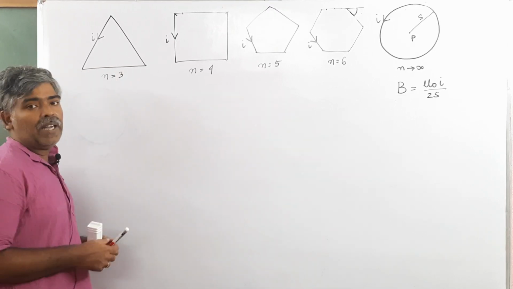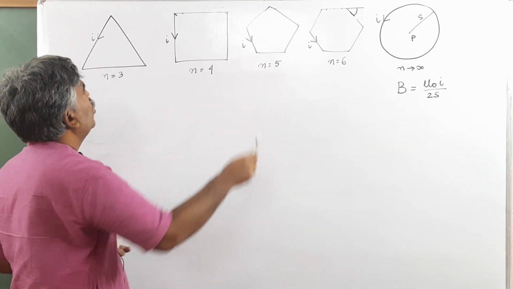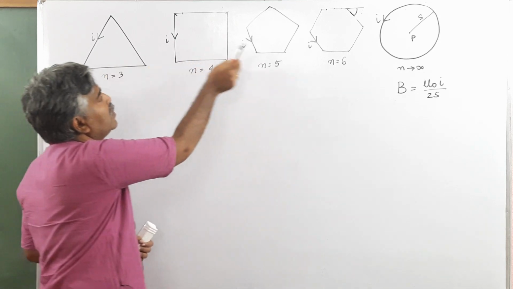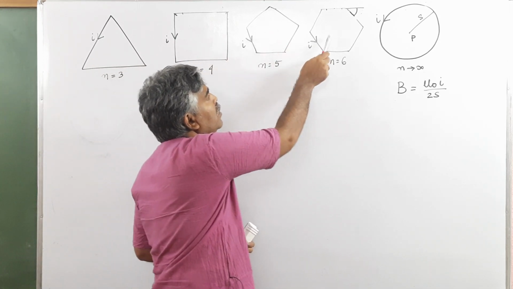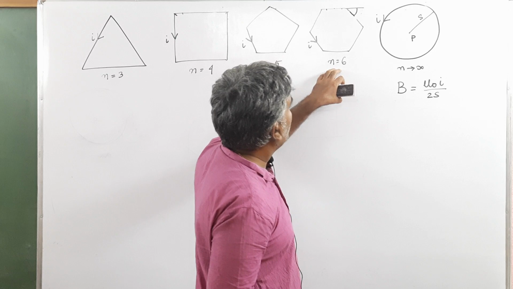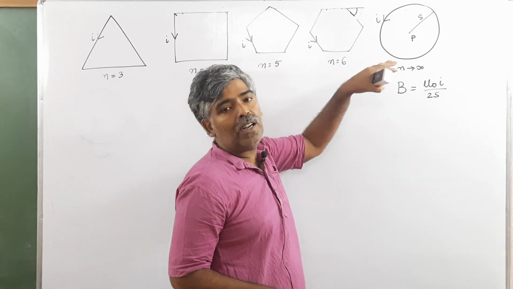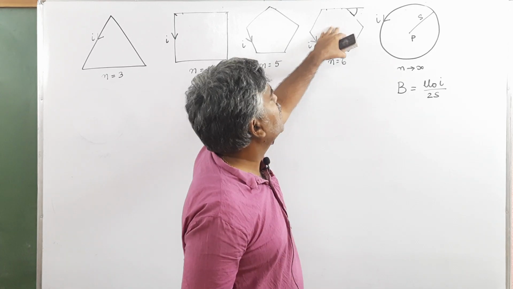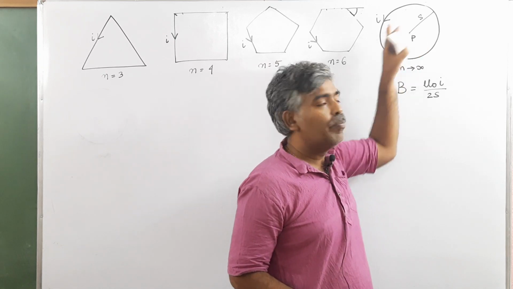See the power of mathematics. So we have different polygons. This is a triangle, this is a square, this is a pentagon, this is a hexagon, and if you increase the number of sides, what will happen? This polygon will tend to a circle.